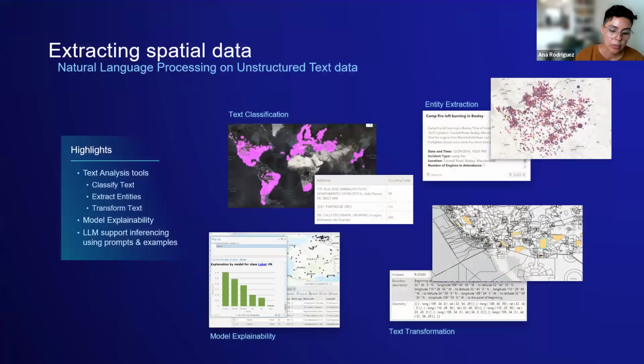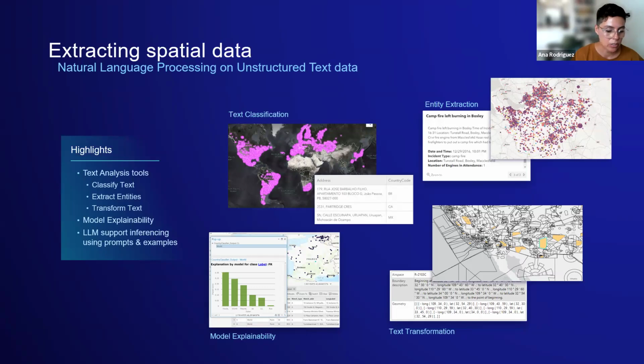So another way to extract spatial data is by using NLP on unstructured text. Geospatial data doesn't always come neatly packaged in the form of feature classes or even a file geodatabase. It's often buried in the form of unstructured text, such as reports or documents. And we have tools and pre-trained models to help extract that information from these texts using NLP techniques. So we can classify text, we can extract entities from it, and transform it into another format that we need.